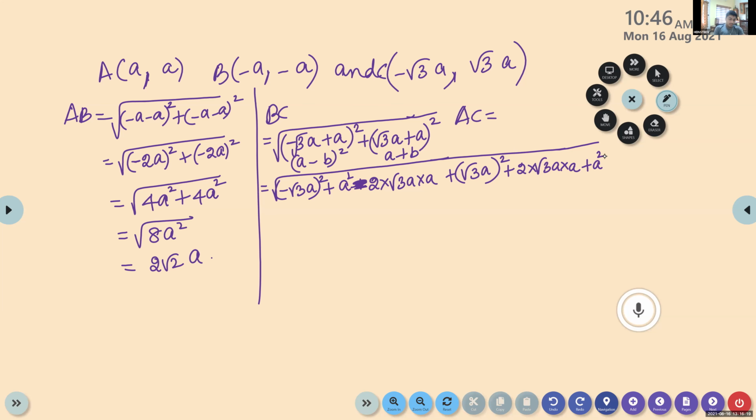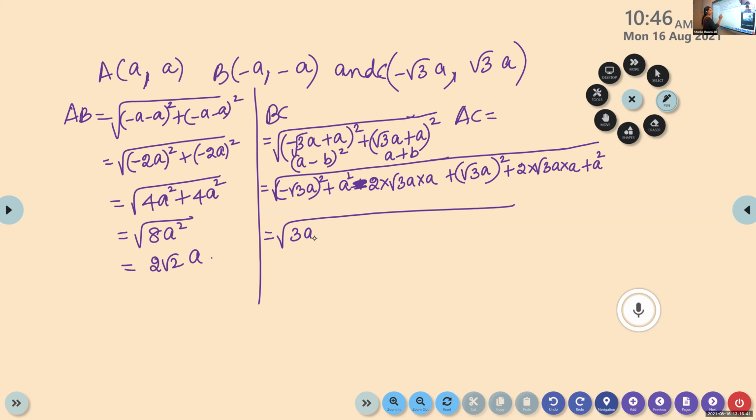Yes, ma'am. Here, for the first term, we use a minus b the whole square. For the second term, we expand it using a plus b the whole square: a square plus b square minus 2ab. Similarly, for the next one, a square plus b square plus 2ab.